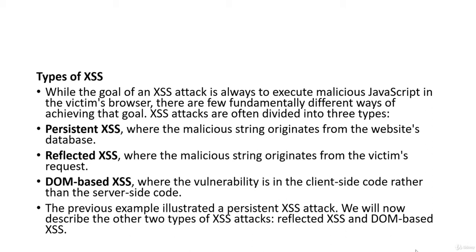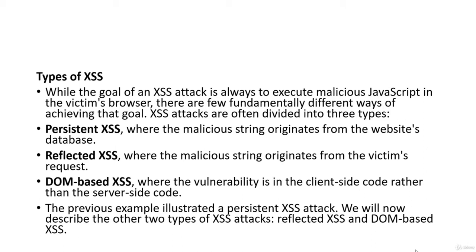XSS attacks are often divided into three types. The first one here is persistent XSS. Persistent XSS is the type of XSS where the malicious string originates from the website database. So you are just getting access to the website database. Every time you log into some page, it will be reflected to all of the users. It won't be dedicated to a particular user. All of the users that visit that particular website will get affected by this persistent XSS attack.